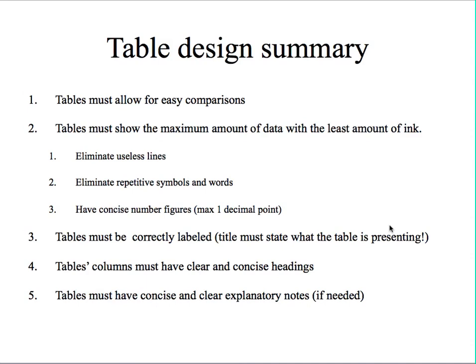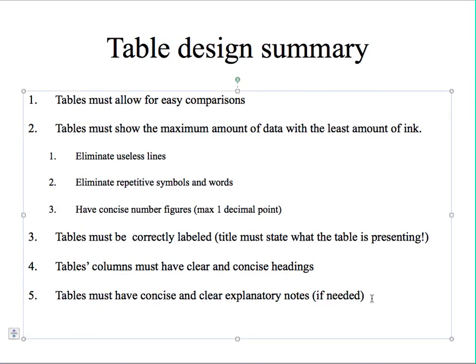So just to summarize, tables must allow for easy comparisons side by side. Tables must show a maximum amount of data with the least amount of ink, right? So eliminate useless lines, eliminate repetitive symbols and words, have concise number figures, maximum 1 decimal point for percentages. Tables must be correctly labeled. The title must state what the table is presenting. Table columns must have clear and concise headings, all of them. And they must have concise and clear explanatory notes if needed. And the source of data should always be at the bottom of the table.